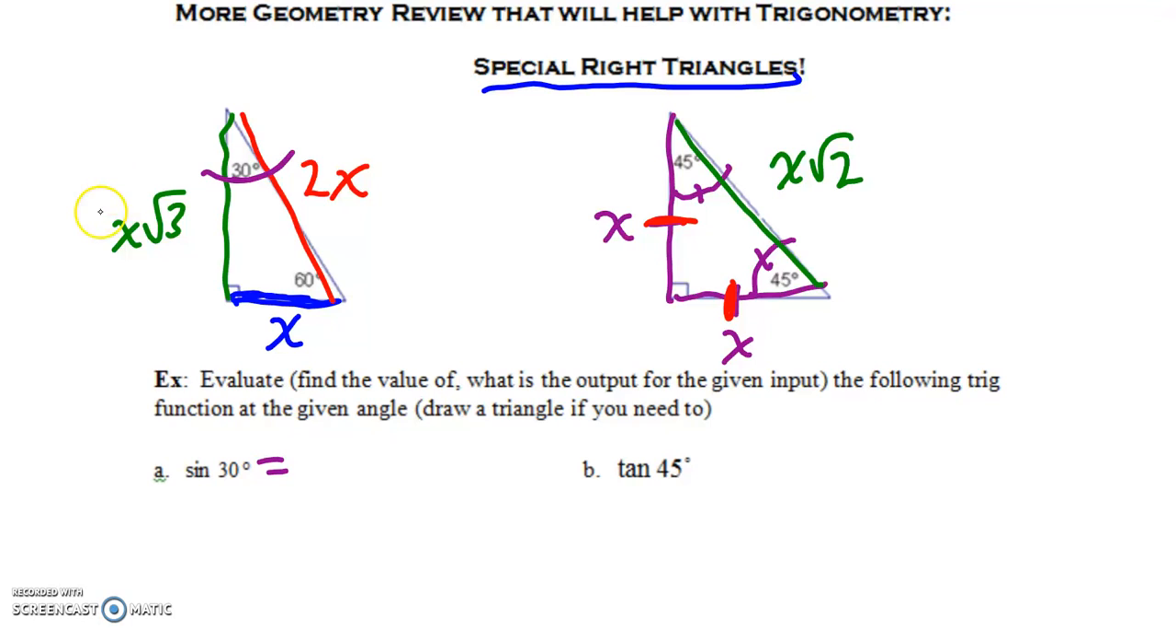Even though we have everything in terms of x, it doesn't have to stop us. Sine is still opposite over hypotenuse. The opposite of 30 is x, and the hypotenuse compared to 30 is 2x. Now remember, there's technically a 1 in front of that x, and when you have an x on the top and bottom, they cross out. So the sine of 30 ended up just being the ratio 1/2.